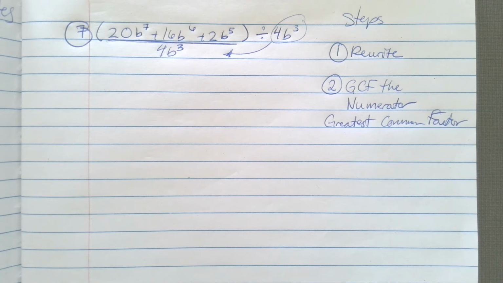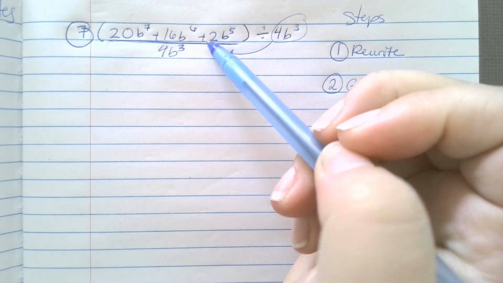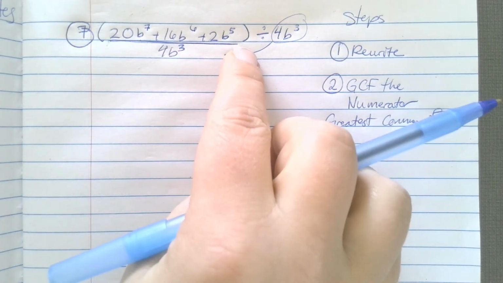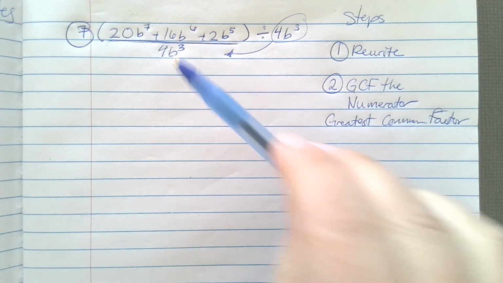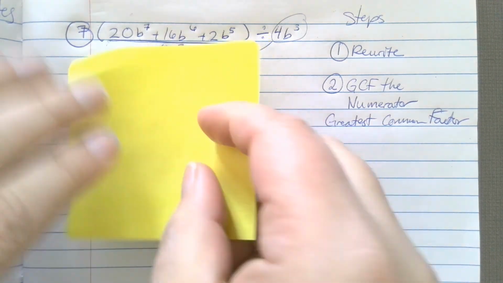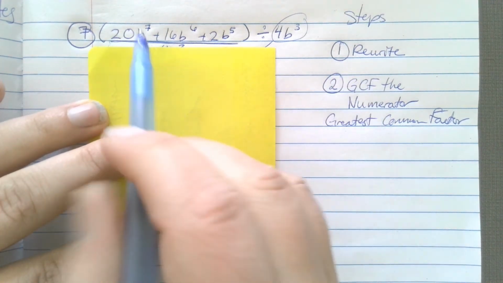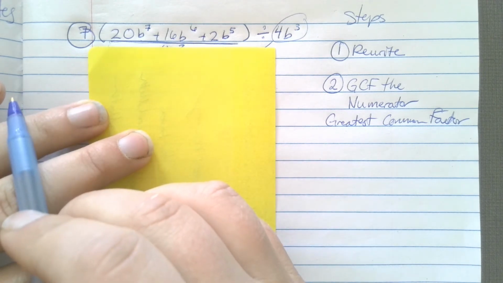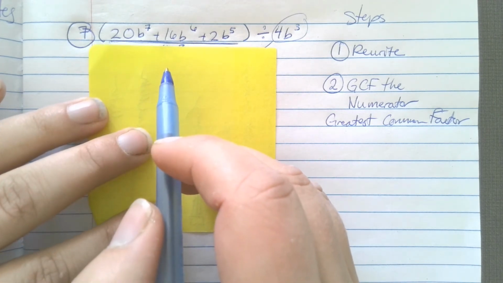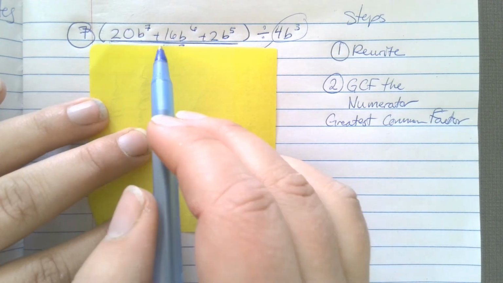So you cannot cross out this 4 and this 16, or this 4 and this 20, or this 4 and this 2. You have to be able to take the same thing out of all of them. So if I look at just the numerator, so I'm just covering this up for myself, if I'm looking at just the top, what number can I take out of 20, 16, and 2? What number? Can I take a 2 out of everything? Yes, I can. So let's do it.